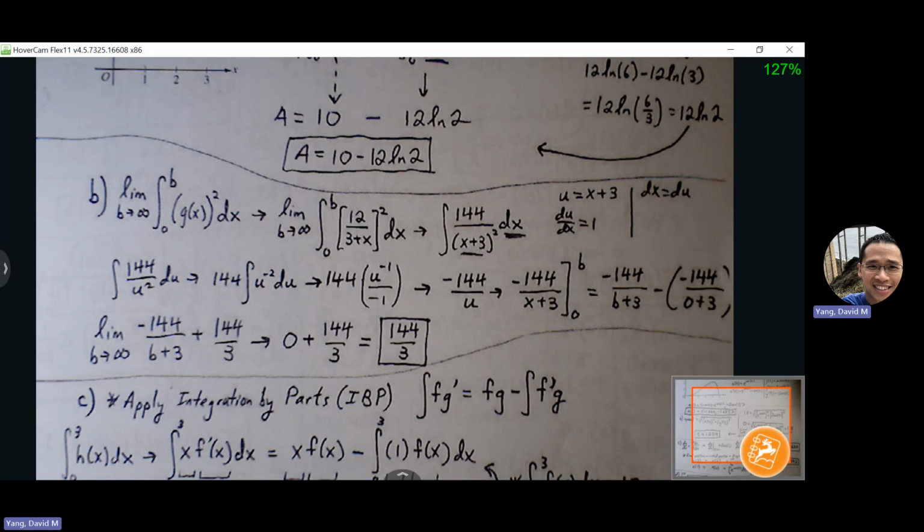And then after you plug in b and 0, notice the b is in the denominator. So that's going to safely allow my first term to go to 0. 0 plus 144 over 3 is going to be a real number. This is going to be a finite solution.